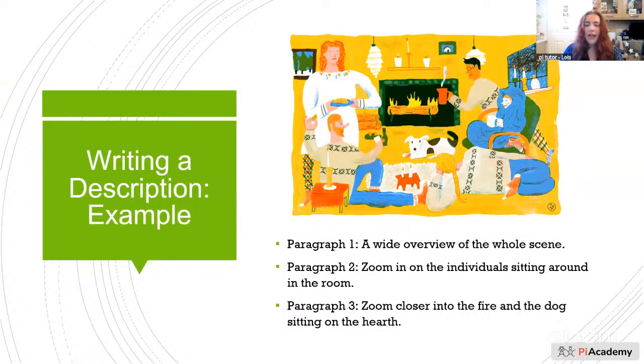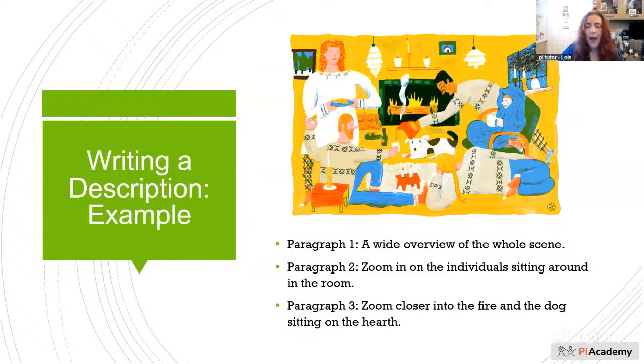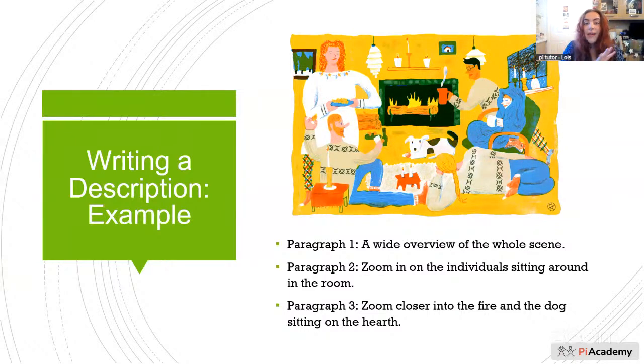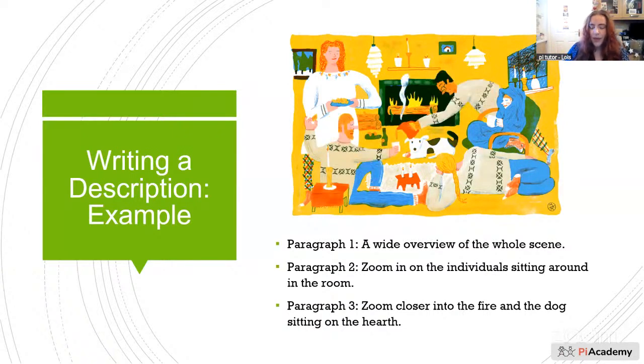And here was how I did it. Number one, a wide overview of the scene. Paragraph two, zoom in on the individual sitting around the room. And then paragraph three, zoom in closer to the fire and the dog sitting on the hearth. Okay, so that's how you're going to structure your description, basing it on a picture. So let's try one now.